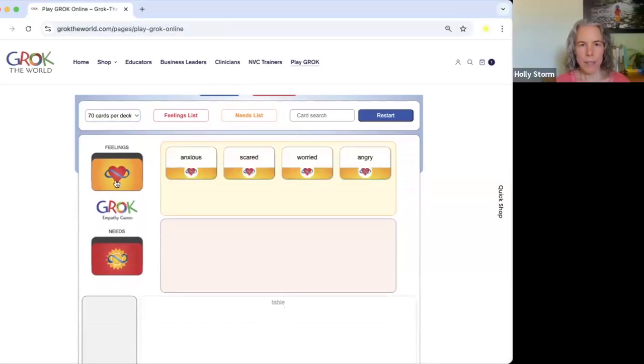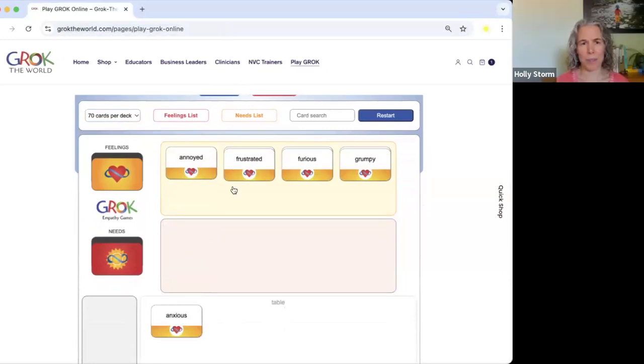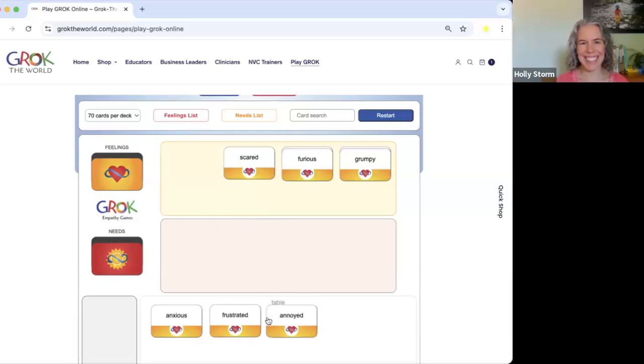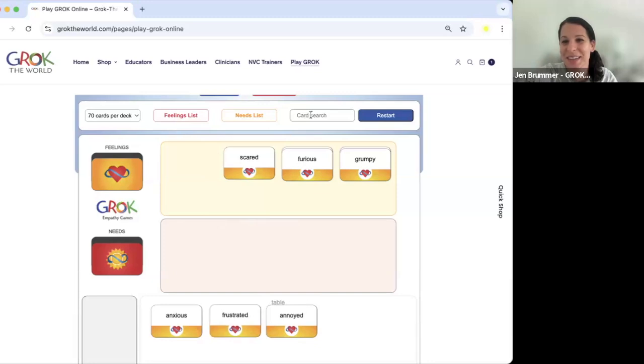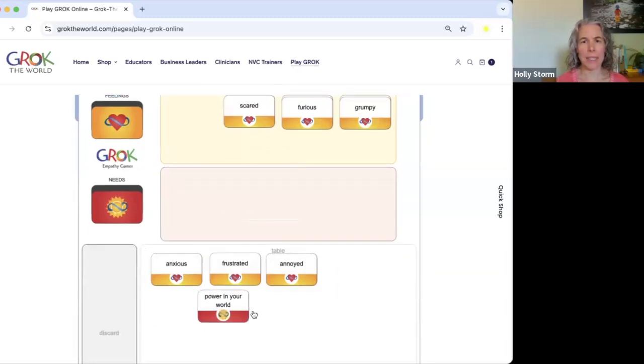So, what might that kiddo be feeling? Oh, they might be anxious. Yeah, that sounds right. Maybe they're frustrated about the work. I'm starting to guess needs. What's your first need that comes to mind? Oh, just looking for power in their world. Yeah. Like, hey, I don't get a choice about whether I'm going to be here. I don't get a choice around the work that I'm doing.